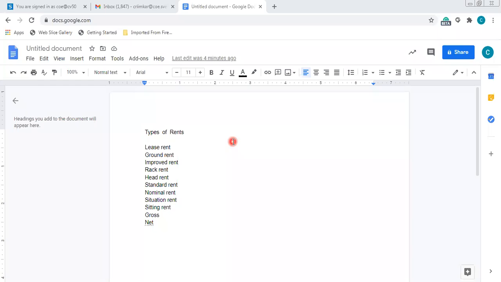So the next category of rent we call the ground rent. Now what is ground rent? When only the land is given for the construction of a factory or a residential building, the annual land rent which is charged is called the ground rent. The meaning itself indicates it: ground rent is the charge when only land is given for the construction of a factory or a residential building. Whatever annual land rent is charged, we call it ground rent.